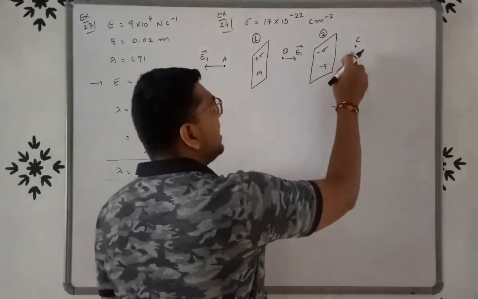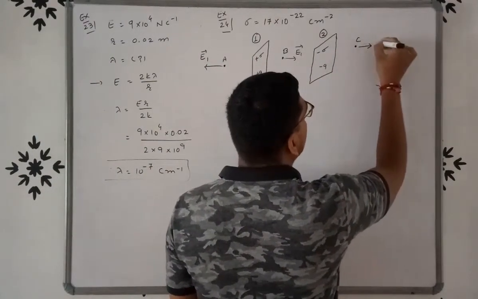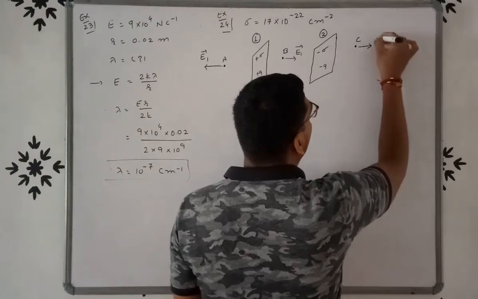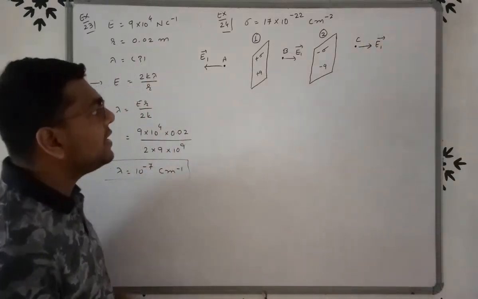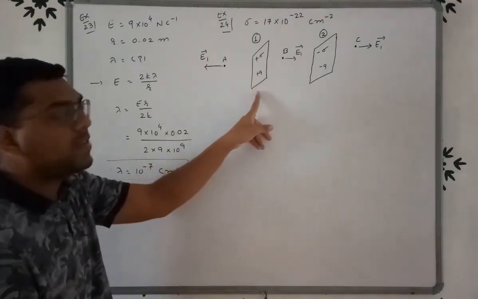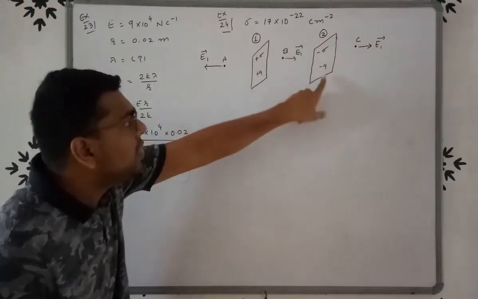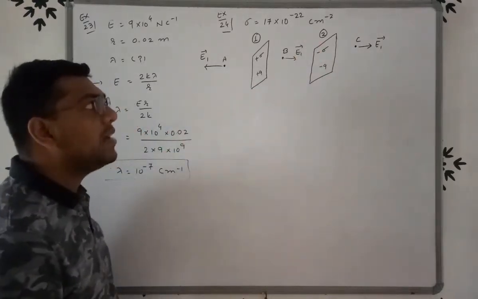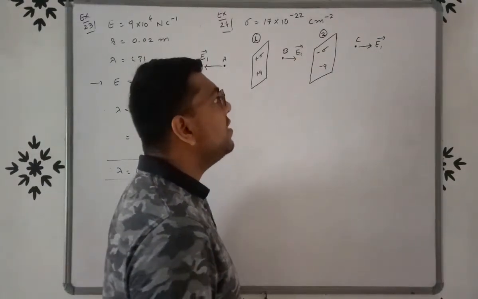Now at point C, the electric field is in the outward direction, so E1. So here we define the direction of the electric field due to this first plate. Now due to the second plate, on the second plate there is negative charge, so the direction is inward.